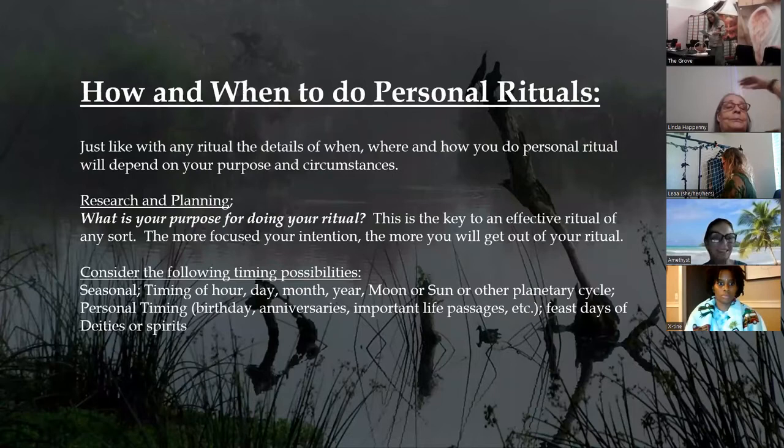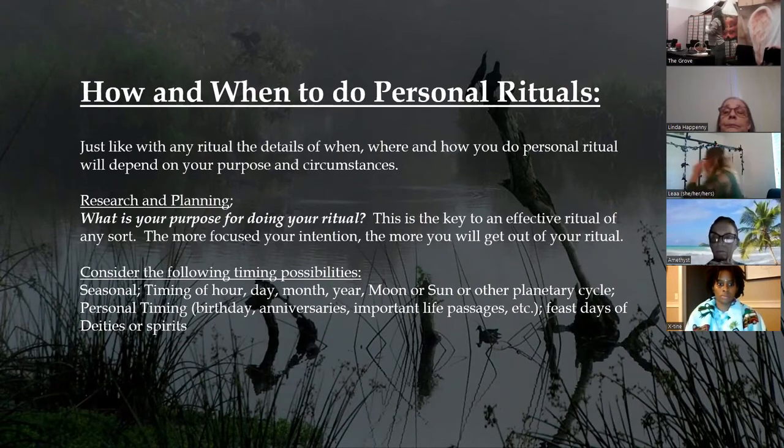So, how and when should we do personal rituals? Just like with any ritual, probably the most important thing is what your purpose is and what the circumstances are. Especially when it comes to personal rituals, this gets magnified, because it's all about you. There's no one else to really contemplate or think about. You really should be thinking about all the details until you get it right.